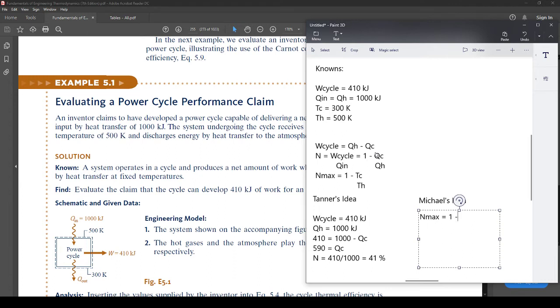So we have 1 minus TC over TH. The cold temperature is 300, TH is 500. So we have 1 minus 300 over 500. And the calculator is here today, guys.